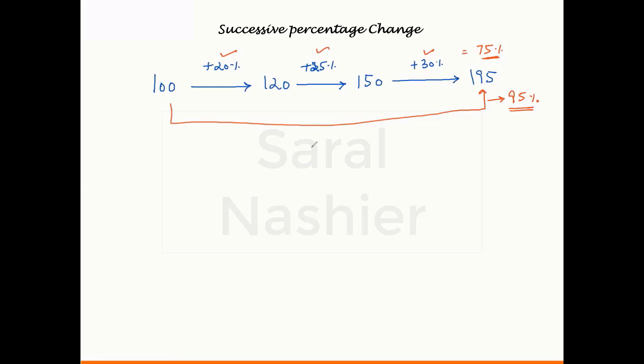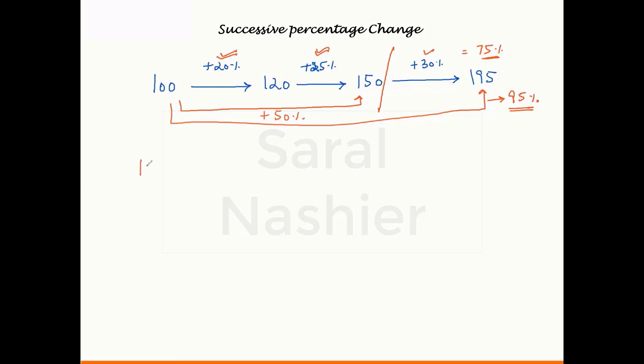So before discussing the successive change in three of them, I'll start with the first two. Let's talk about the first two only. That is from 100 to 150. So from 100 to 150 itself, I see that there is a change of 50%. The value has changed by 50%, though it was increased by only 20% and 25%. So how has it increased by 50%? So there are two ways of looking at it.